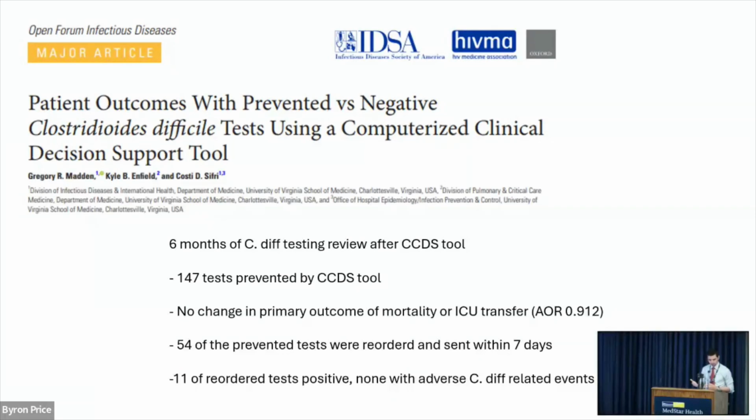This was another study that came out from University of Virginia, and I think the way that they did it is a lot more similar to how we do ours. They use a soft stop, again, a clinical decision support tool, and they looked at their rates over about 6 months. And that decision support tool prevented 147 tests. There was no change in the primary outcome of mortality or ICU transfer in those patients who had a test that was prevented. 54 of the prevented tests were eventually reordered and sent in 7 days, and 11 of those came back positive, but there were no adverse C. diff events in those patients.